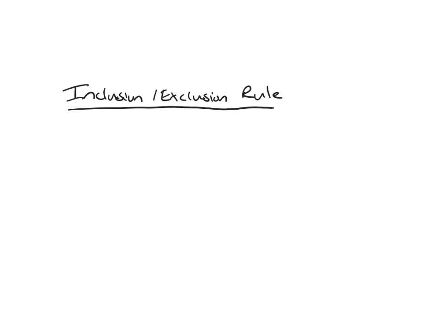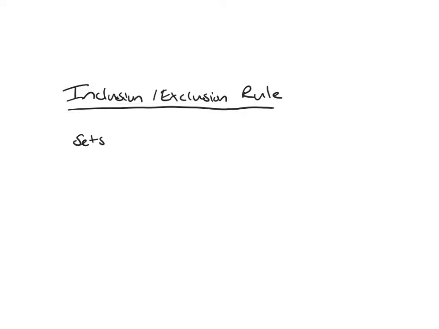So now we're going to look at the inclusion-exclusion rule. So before, when we were counting, we used the addition rule because we had events that were mutually disjoint. So for example, like passwords of length 3 and passwords of length 4, there's no overlap there.